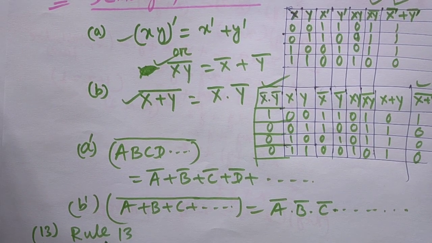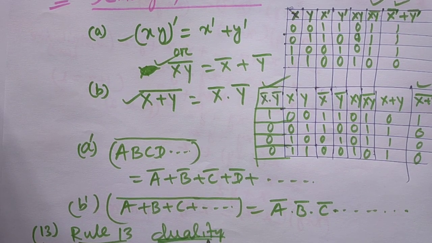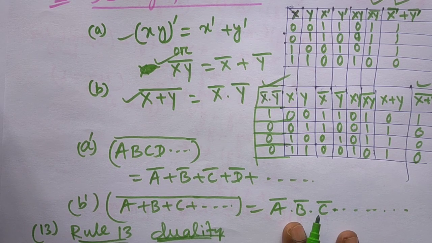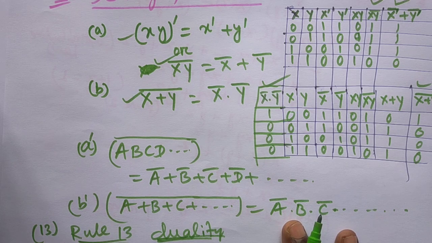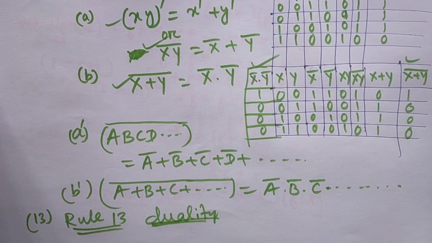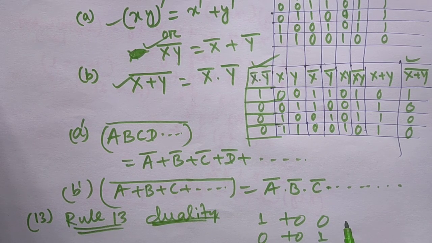Rule 13 is duality, actually. Duality also there. The duality rule means this principle is actually the conversion of one to another. Okay, like a conversion of 1 to 0 or 0 to 1. Like this we consider the duality concept, converting 1 to 0 or 0 to 1.